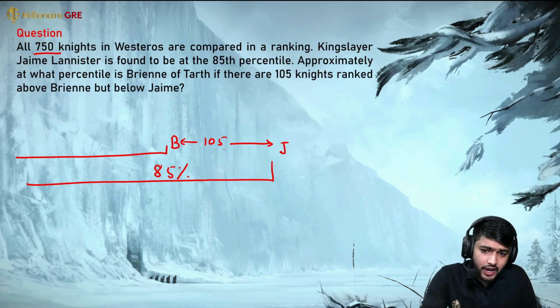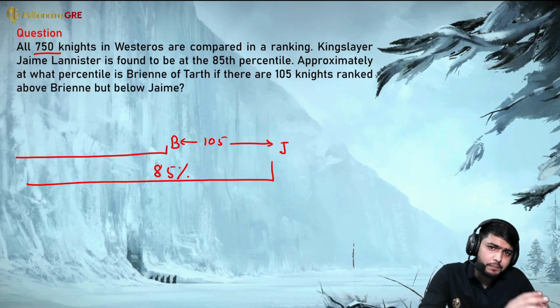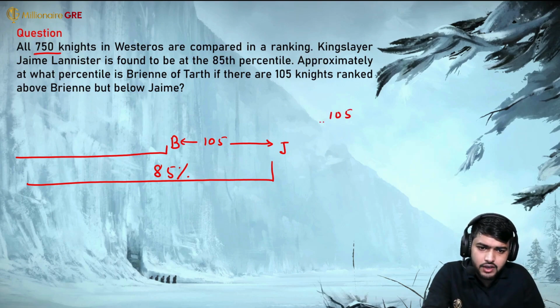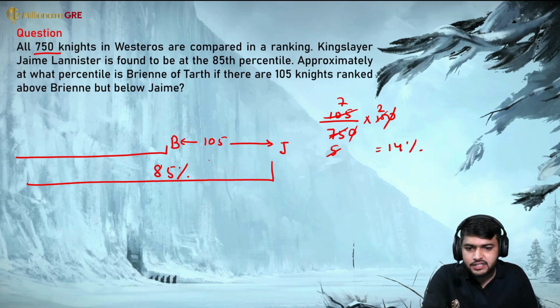I know 105 terms are between Brienne and Jaime. Now 105 is what percent of the total terms? Let's find out. 105 is what percent of 750? That is 14%. So between Brienne and Jaime Lannister, there are 14% of all the terms.